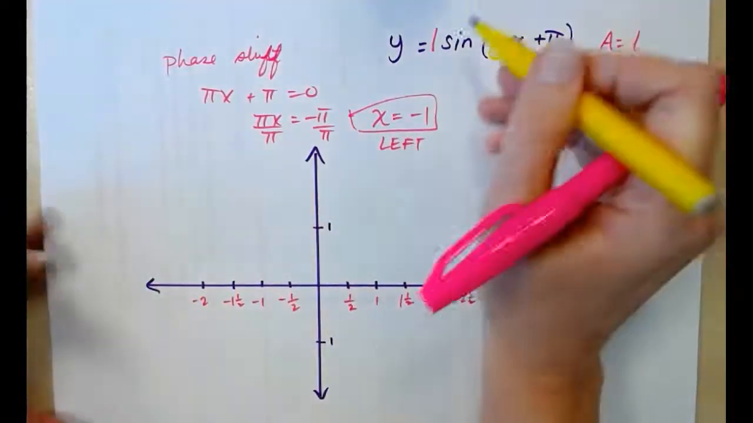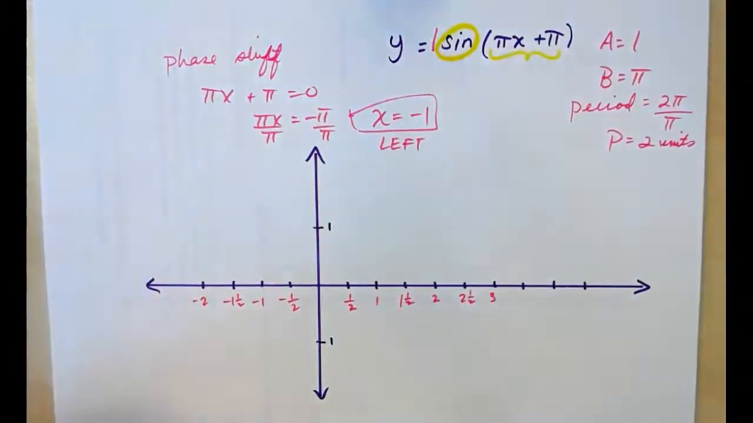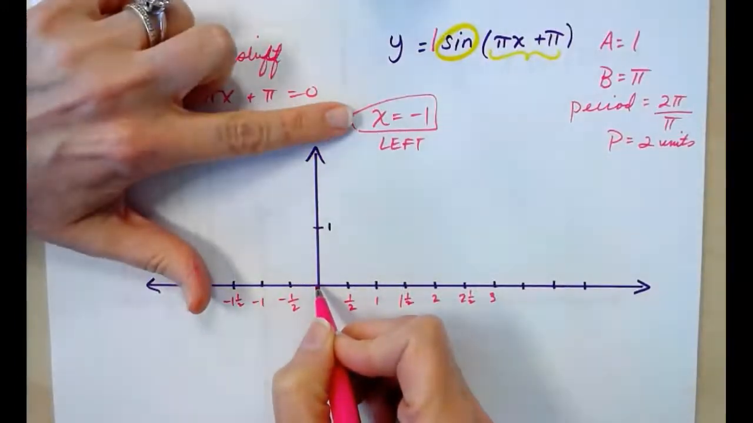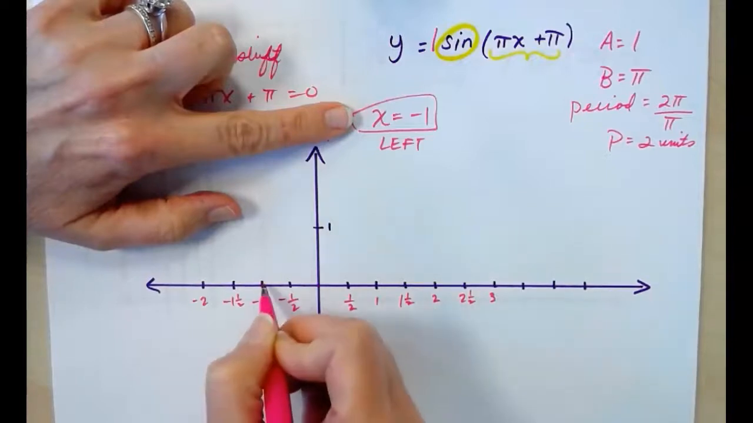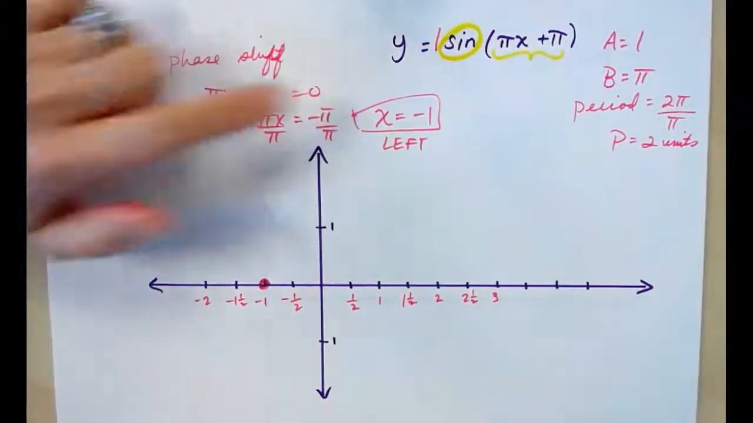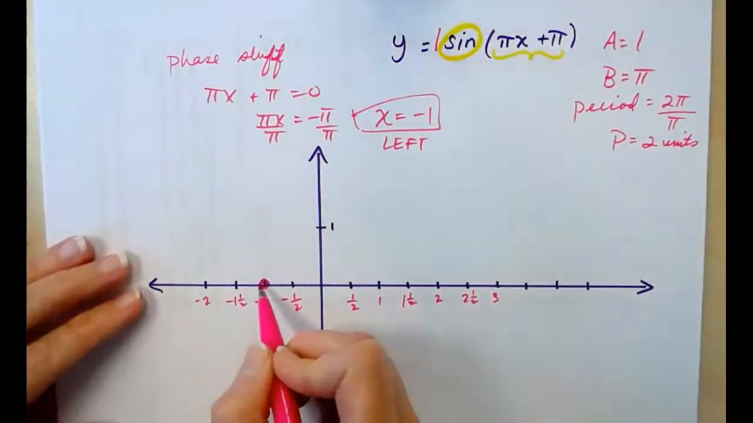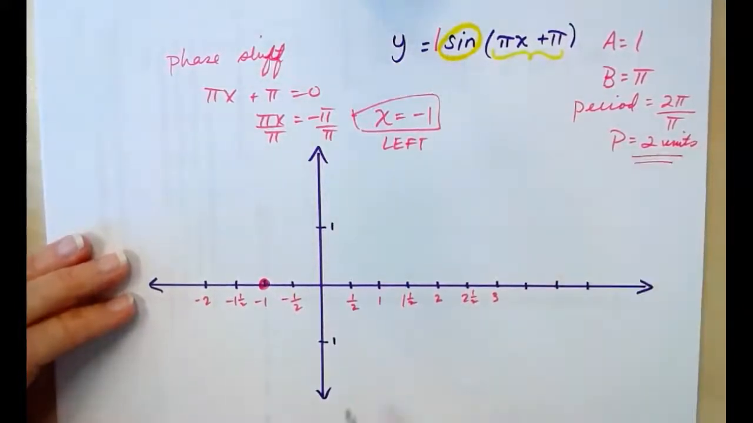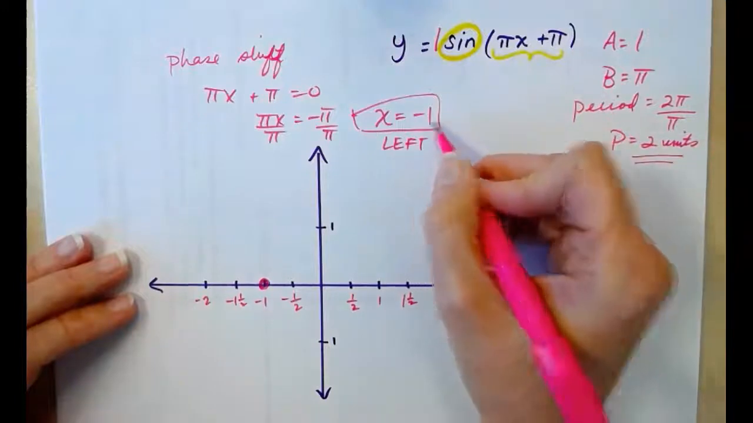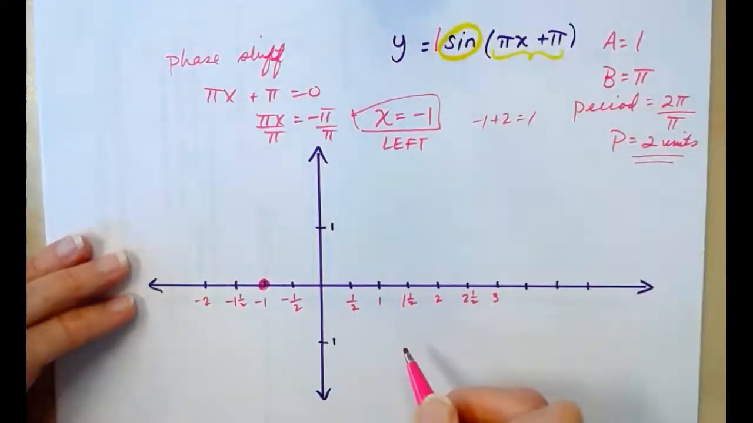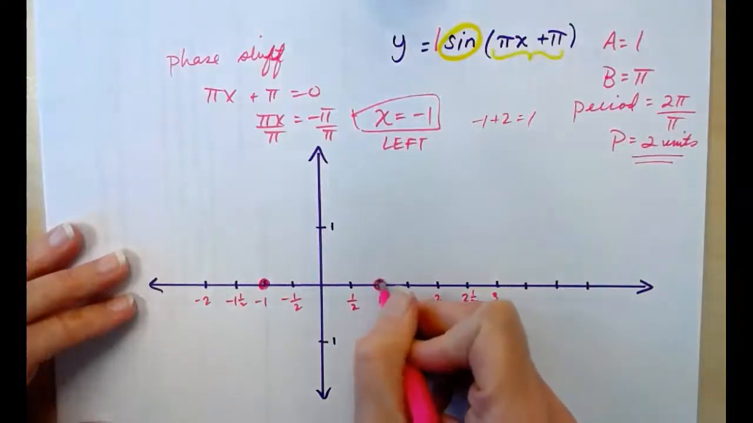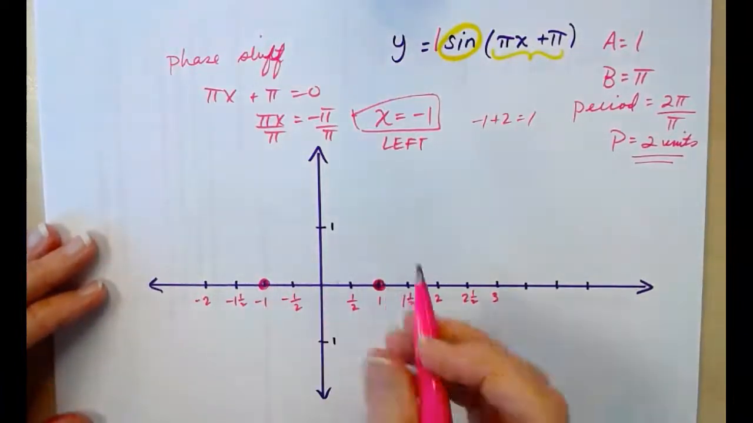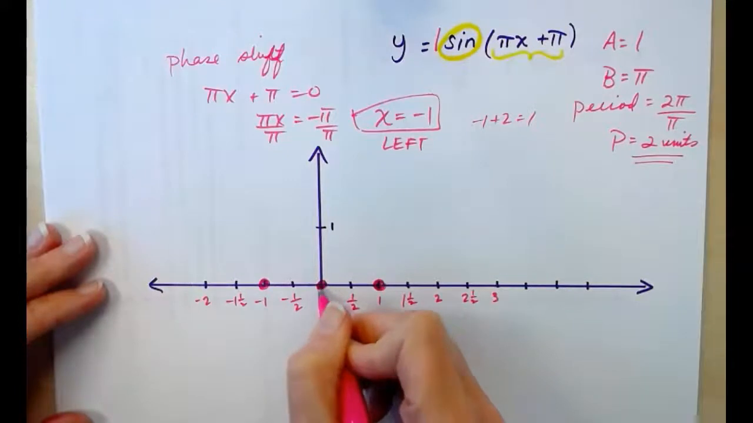This is a sine curve, and our sine curve normally starts at the origin. But since we have a phase shift 1 to the left, our curve will be starting at negative 1. Also, because this is a sine curve, the x-axis is the midline, so our total period is 2 units. Negative 1 plus 2 is positive 1. So that means one period will be finished at positive 1, and right in the middle between those 2 points will be the midline crossing.